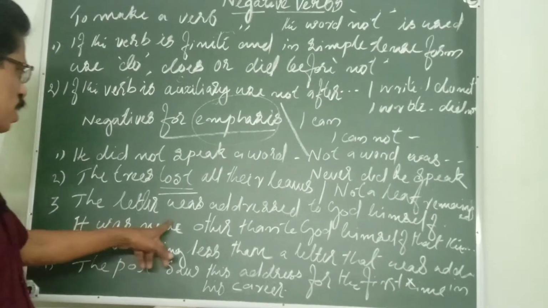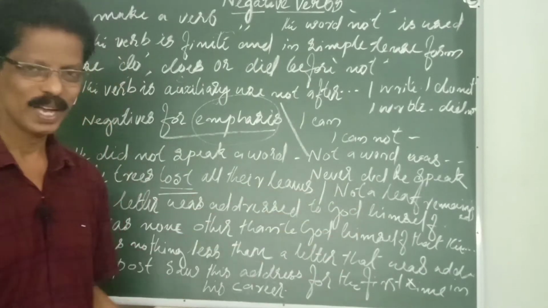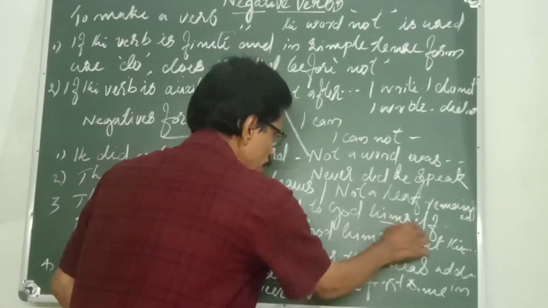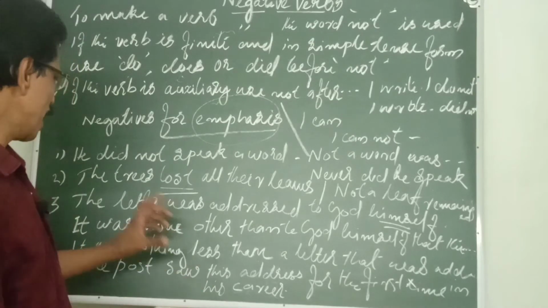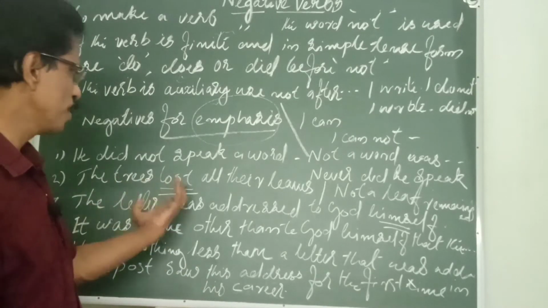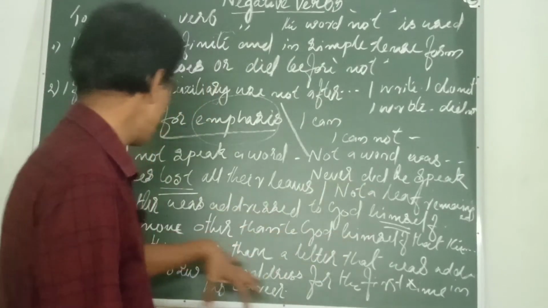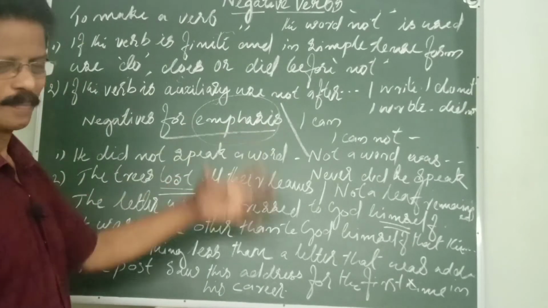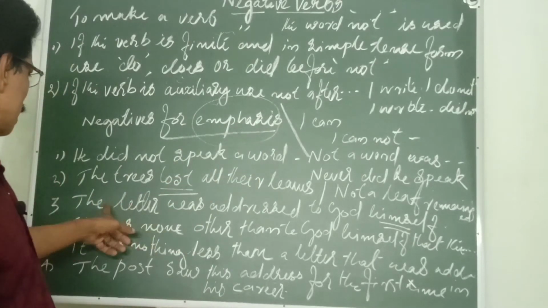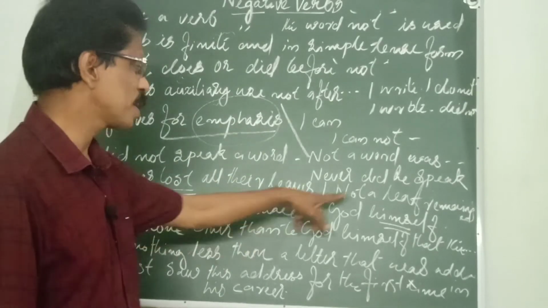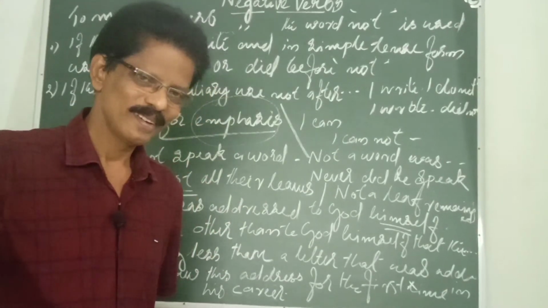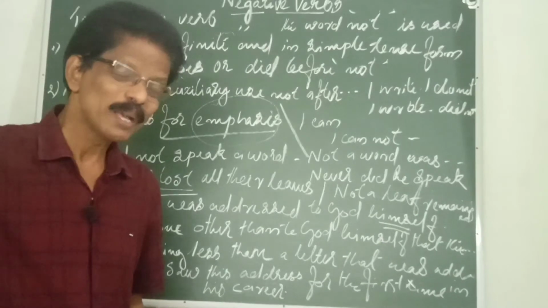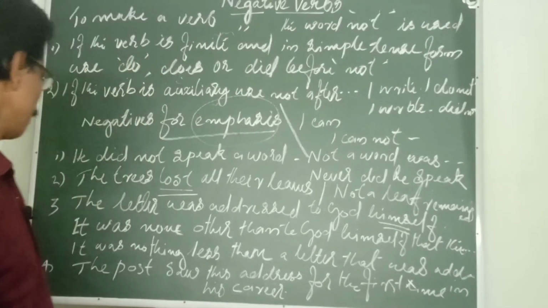The letter was addressed to God himself. The word himself itself is giving force or emphasis. See, again, you can either give emphasis to God himself or to the letter was addressed. So, the letter was addressed to God himself. He addressed the letter to God himself. To God himself he addressed the letter.